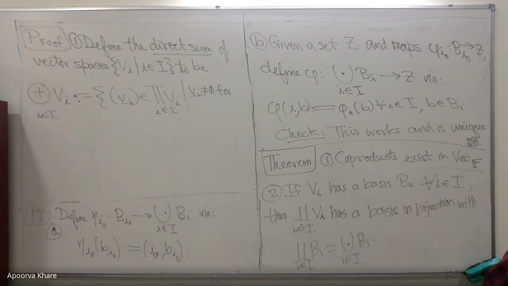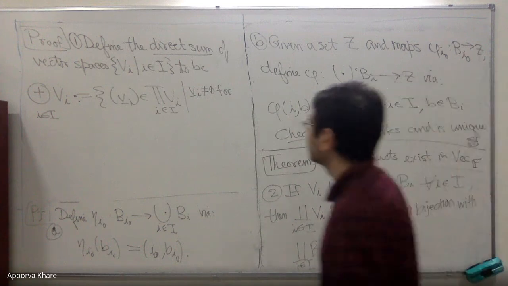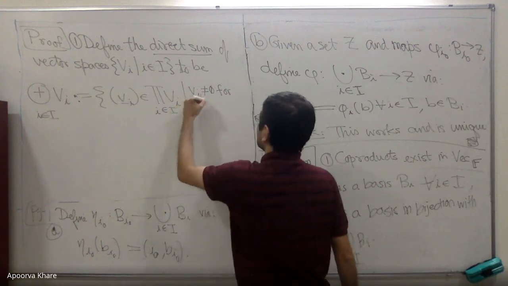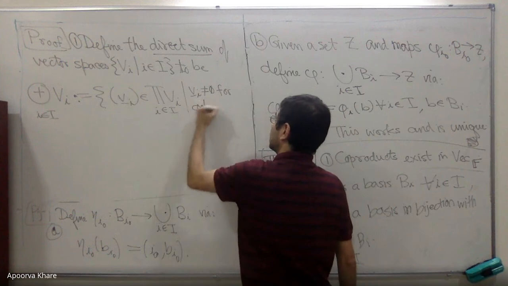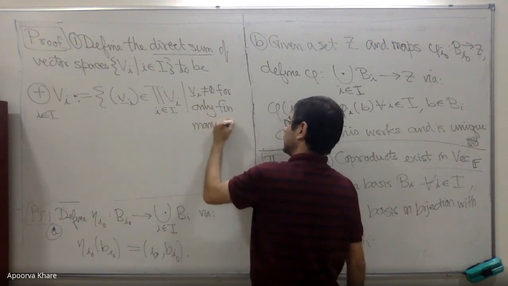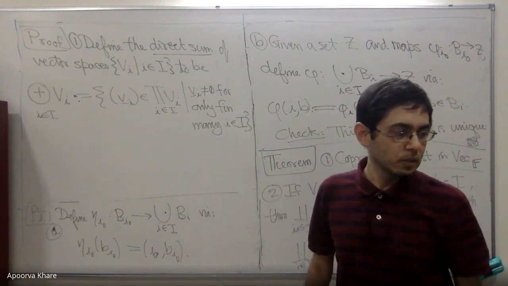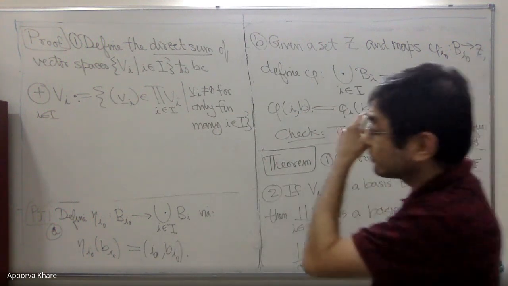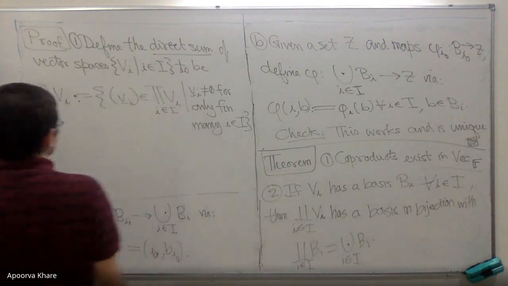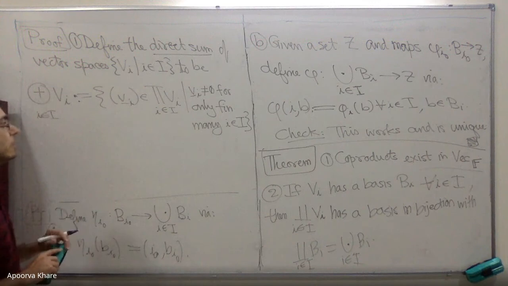This is what is the Cartesian product. Sorry, this is what is the coproduct. Well, I have not told you it's a coproduct, I have just defined it as the direct sum.